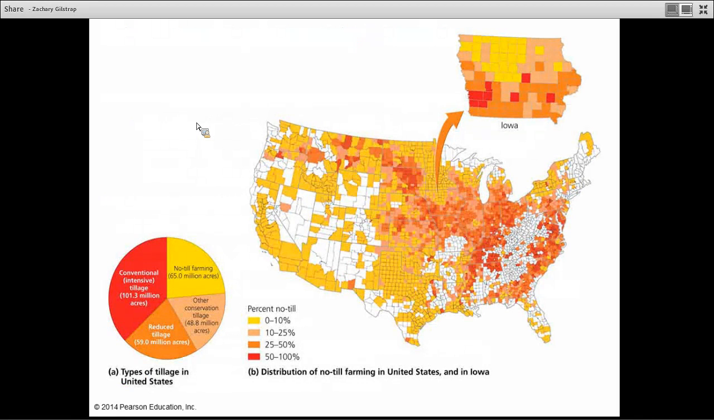And as you can see, around 40% of the U.S. is using conservation tillage here. And in fact, a lot of Iowa has a lot of no-till farming counties, the yellow ones. And actually, very few counties practice conventional intensive tillage.